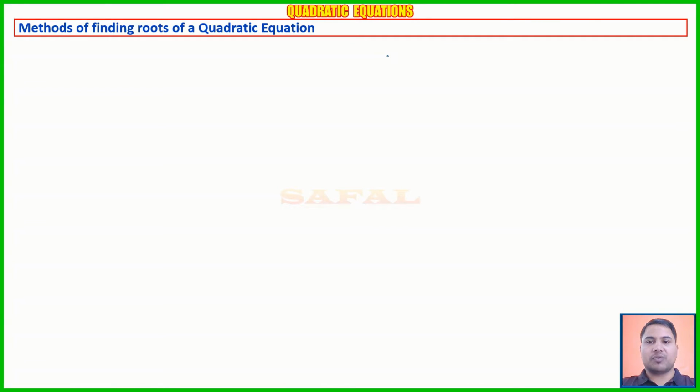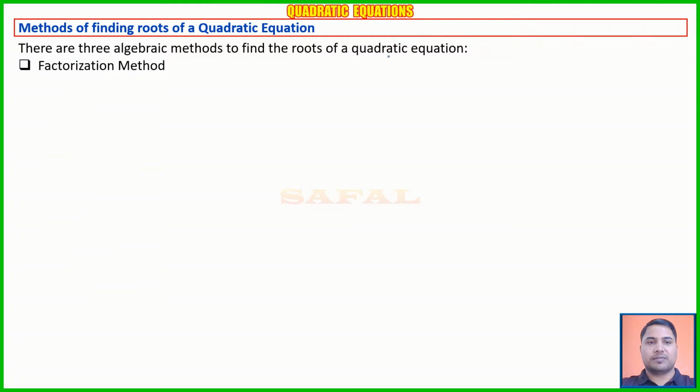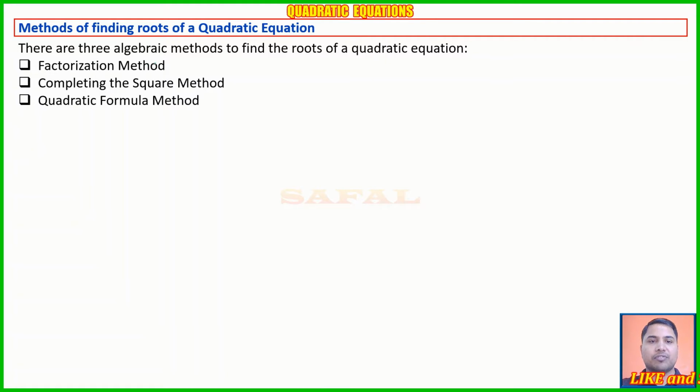Methods of finding roots of a quadratic equation. So we have three algebraic methods to find the roots of a quadratic equation. The first method we have is factorization method. Second one we have is completing square method. And third one we have is using quadratic formula. So all these three methods we are going to see one by one. But today we are looking at factorization method. So let's see what is the approach.